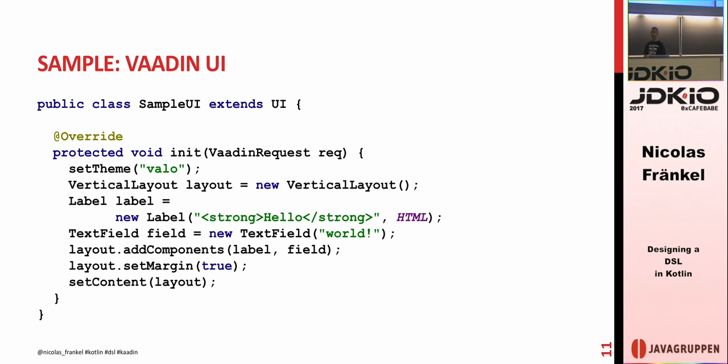And even if you have no clue about Vaadin, you can already see that here I can set the theme. I create a new component, which is a vertical layout. And if you have done any Swing, you know how it works, right? Horizontal layout, vertical layout. And then I create a label, which is of type HTML. And then I create a text field. I add those two components to the vertical layout. So there will be first the label, then the field. And then I set a margin around, and I set it as the content. I mean, that's a pretty good DSL, right? That's a pretty good DSL to define a UI.